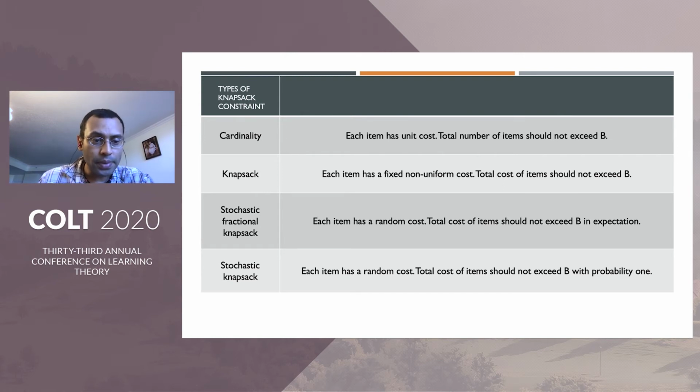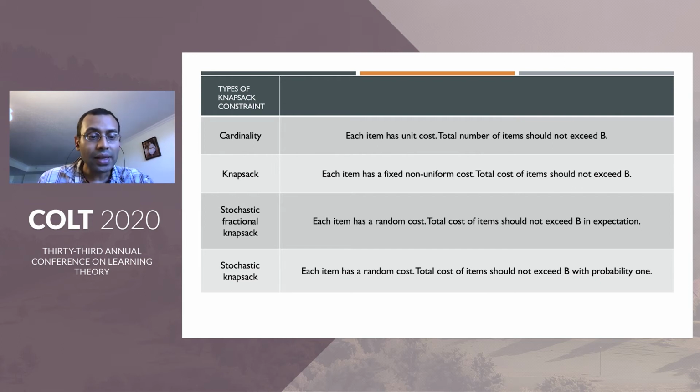The next is the knapsack constraint. This is the familiar knapsack constraint. Each item has a fixed, non-uniform cost. The cost need not be equal. And the total cost of the items should not exceed your knapsack capacity B, which is some fixed positive value.